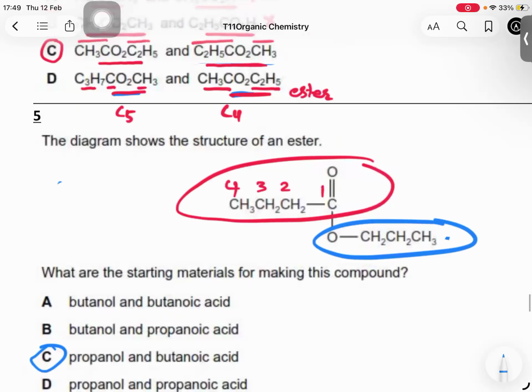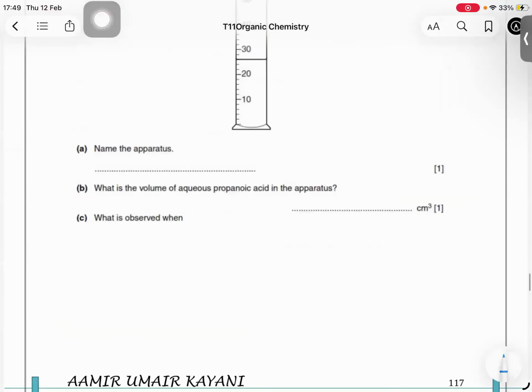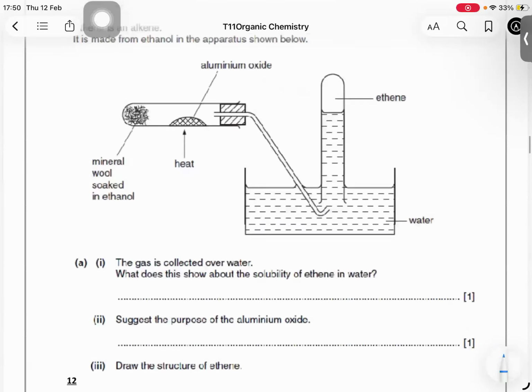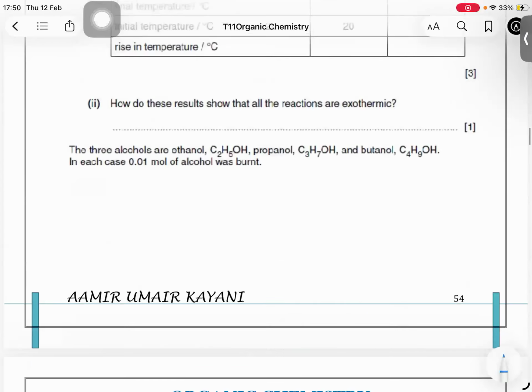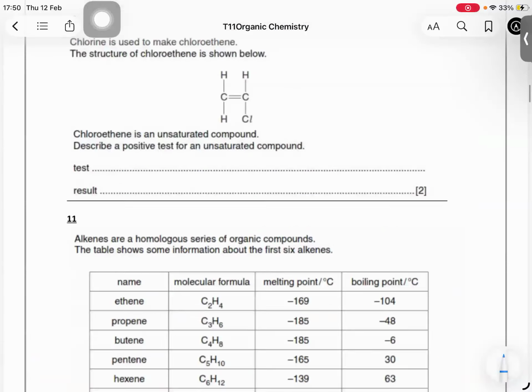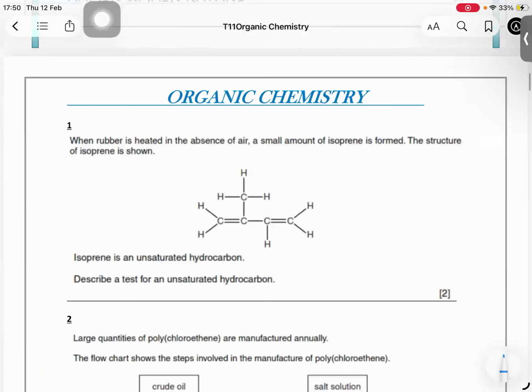Okay, now going to the alkenes. Let's go to the alcohols. Okay, let's do alkenes first.